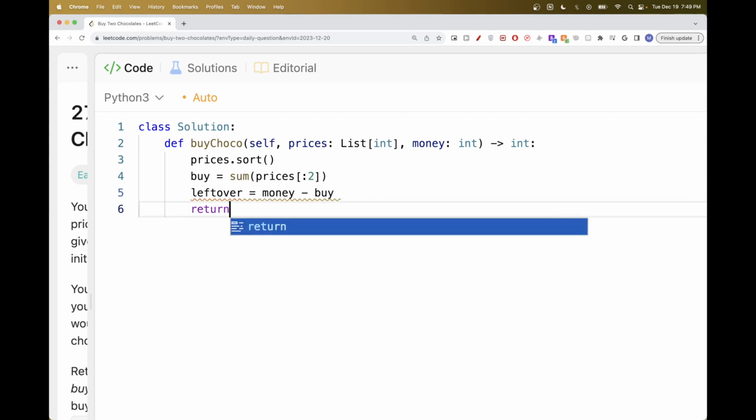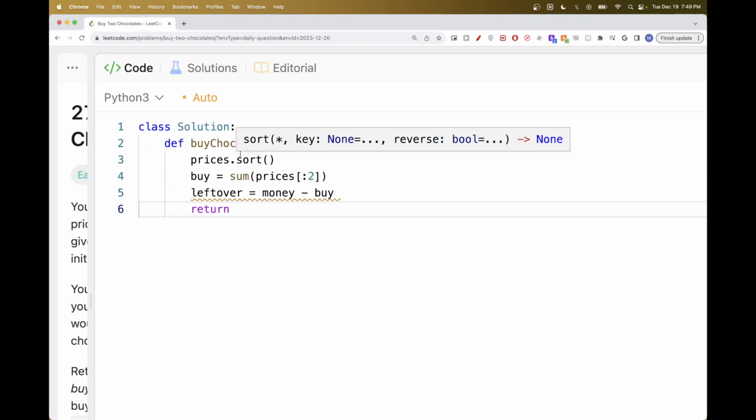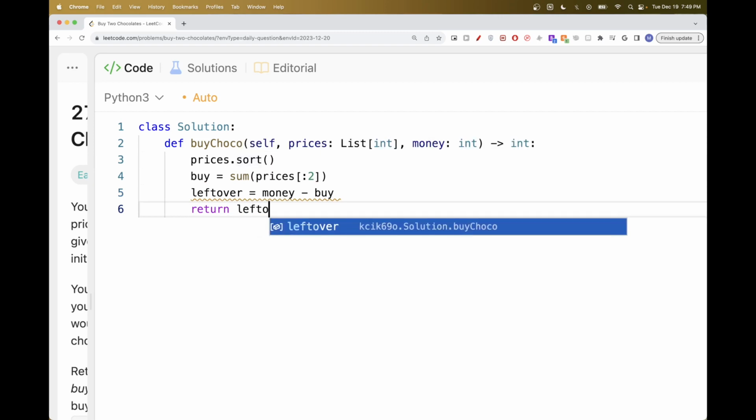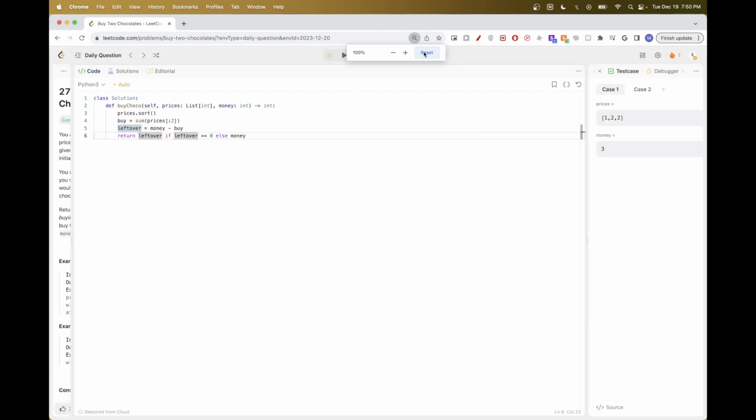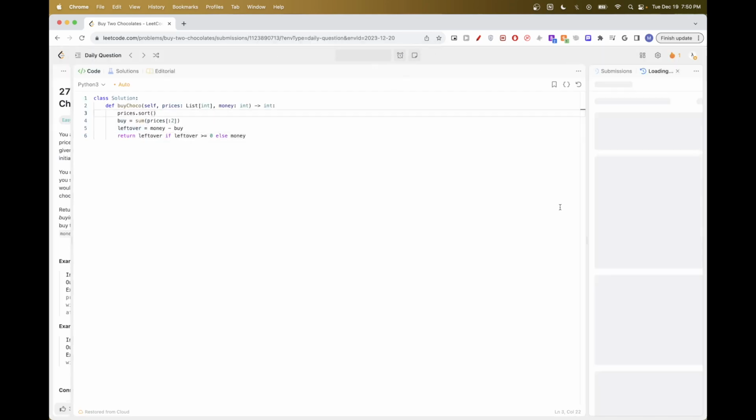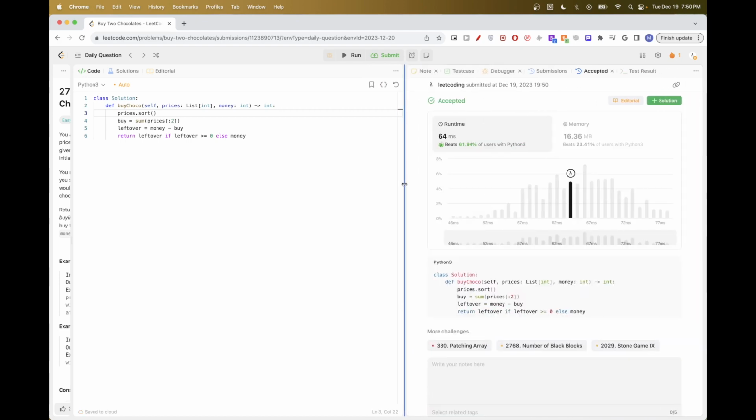Okay, and then we need to return leftover if, of course, it's positive. That's what the problem says, because if it's negative, then we won't buy anything and we'll just return the entire money we have, right? So pretty straightforward solution here. Let's just run it and see if it passes. It looks good. Let's submit. It looks like it passes.